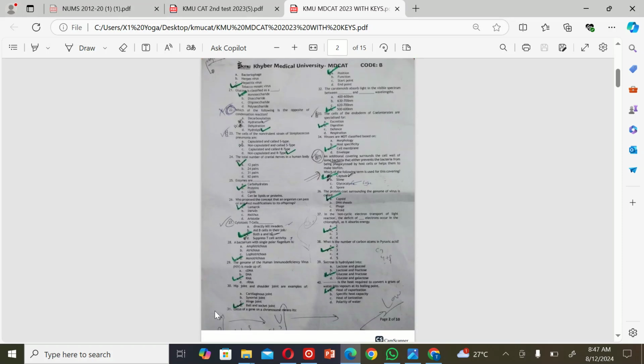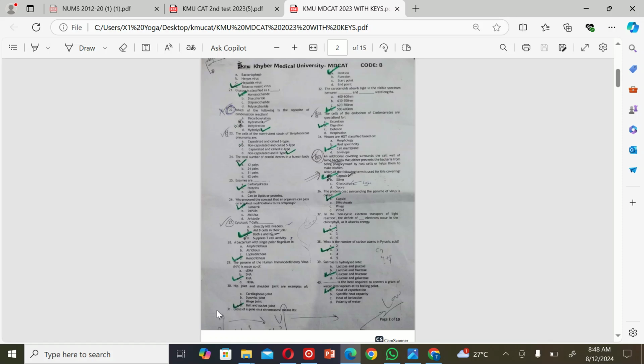The next MCQ is: the genome of the human immunodeficiency virus, HIV, is made up of A. cDNA, B. DNA, C. RNA, and D. rRNA. So the correct option is C, RNA. The next MCQ is: hip joint and shoulder joints are examples of A. cartilaginous joint, B. synovial joint, C. hinge joint, and D. ball and socket joint. So the correct option is D.